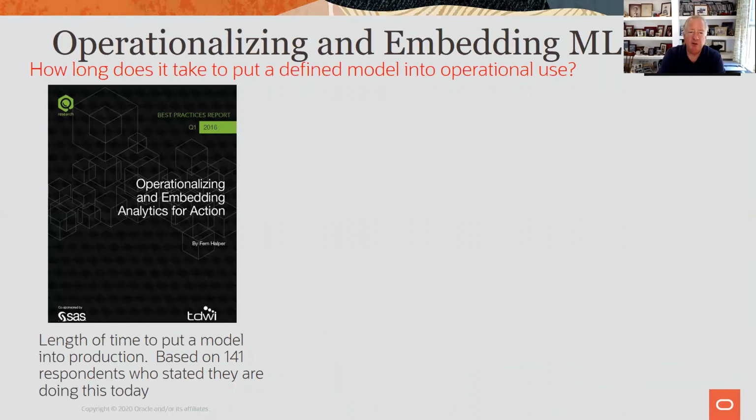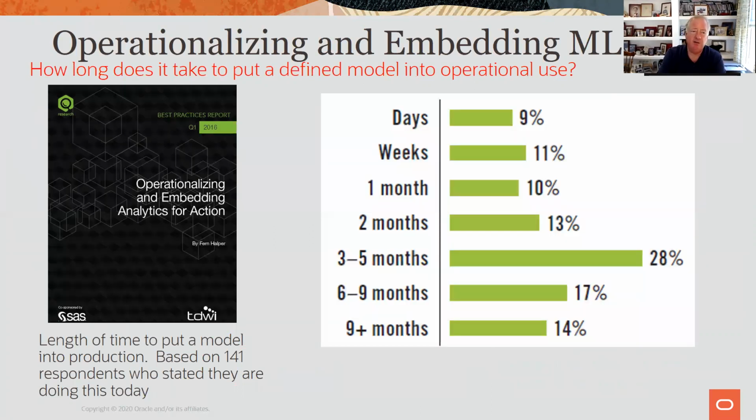Now, once you've built that model, the key thing I always like to point out is how long it takes you to deploy that model. If you look at this very fine study by Fern Halper, she talks about how it's 3 to 5 months, 6 to 9 months. It's quite a bit of time, and I think that adds up to about 65% of the population taking at least 3 months to maybe never.